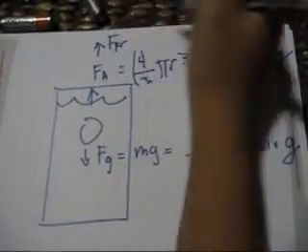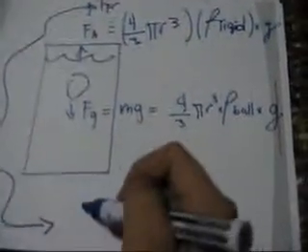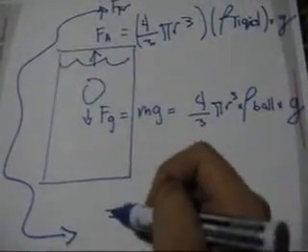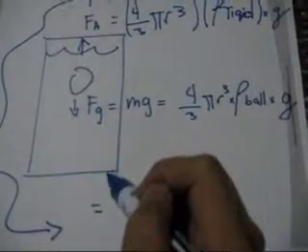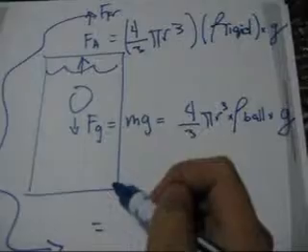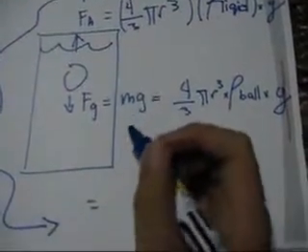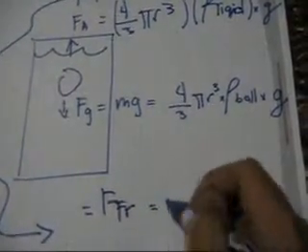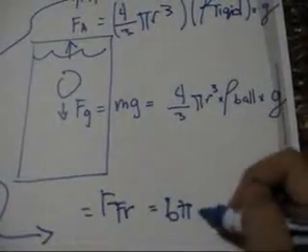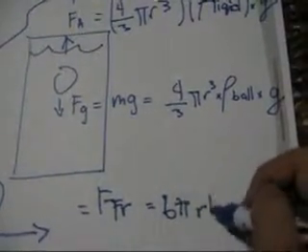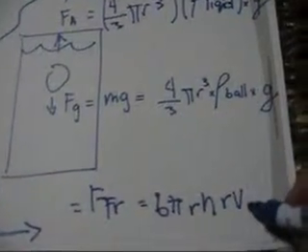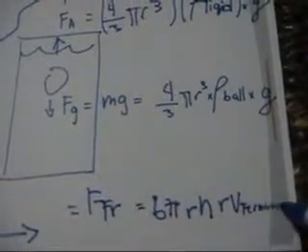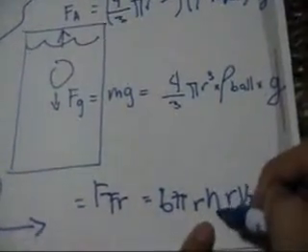And lastly is friction. Now for friction, using the laminar flow of the frictional law of Stokes, we know that the frictional force is equal to 6 pi n r multiplied by the terminal velocity. n here is the viscosity.